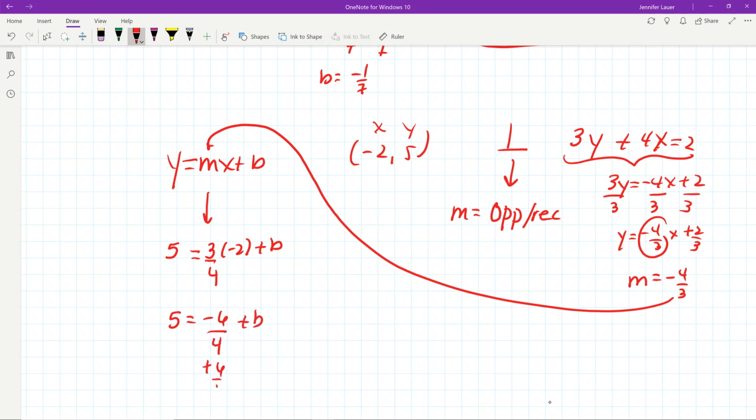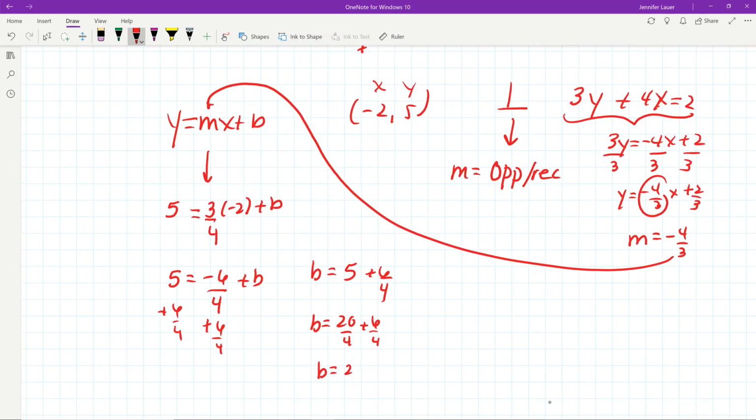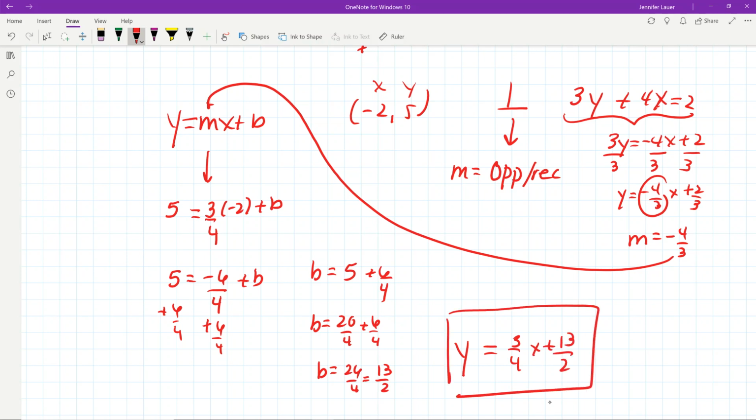If I add 6/4 to both sides, I get b is equal to 5 plus 6/4, which is b is equal to 20 over 4 plus 6 over 4. b is equal to 26/4, and we're going to reduce that to 13 over 2. Now, of course, don't forget to put everything back together. And this is your final answer.